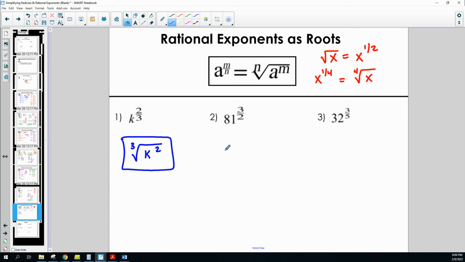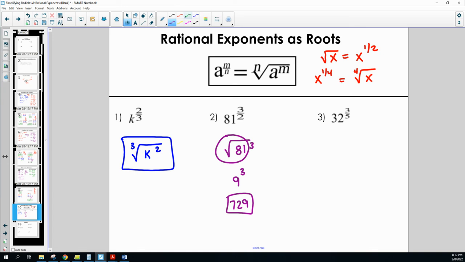In number 2, I'm going to have the 81 inside. 3 is my exponent, 2 is my index. Now, since it's a 2, I'm not actually going to write it there since it's understood. And then I'm actually going to simplify this. So instead of doing 81 cubed and then taking the square root, I can take the square root first. So the square root of 81 is 9. And then I can raise it to the third power, which would be 729.